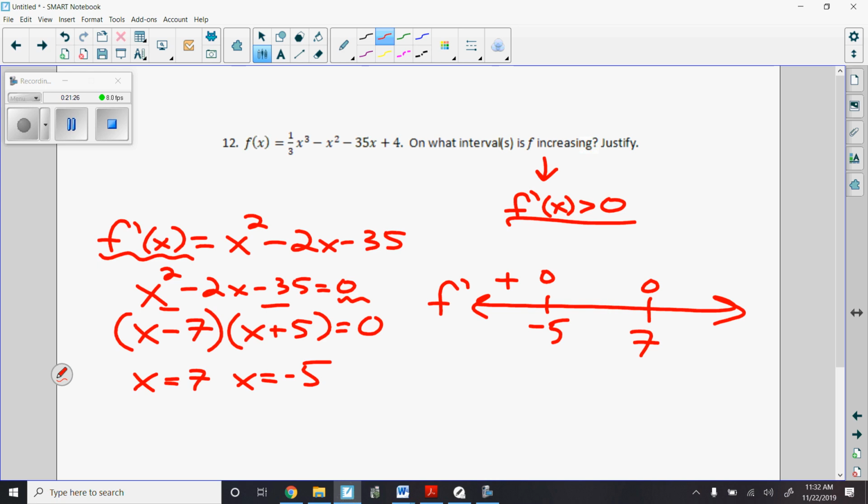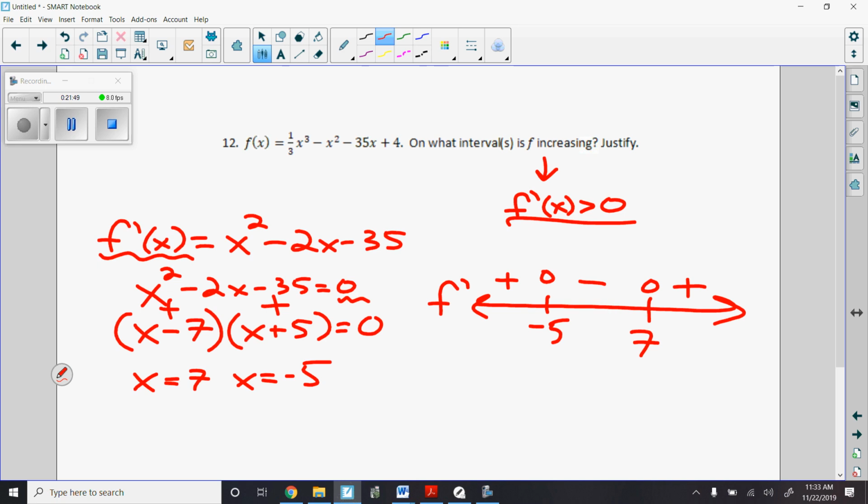Now I'll test 0. 0 minus 7 stays negative. 0 plus 5 is now positive. A negative times a positive is a negative. Lastly, I'll check a number like 8. 8 minus 7 is now a positive number. 8 plus 5 is a positive number. A positive times a positive is a positive.